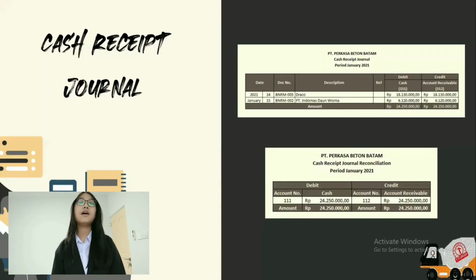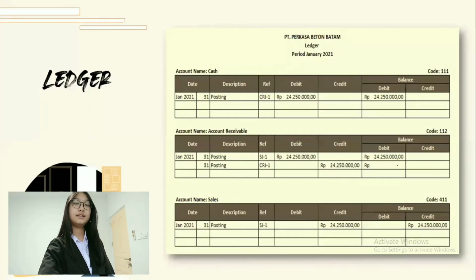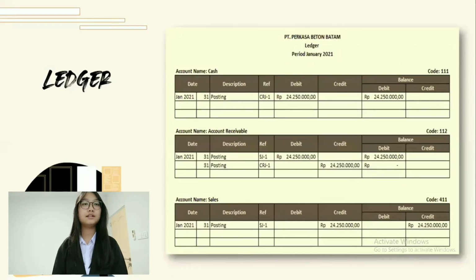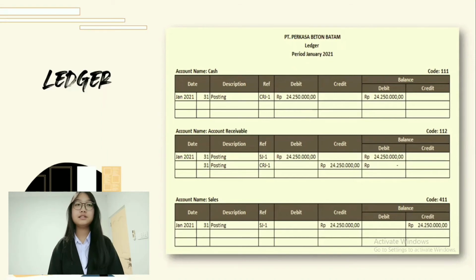24,250,000 too. After making a sales journal and sales receipt journal, we can post it to the ledger. So here's what the ledger looks like. There is an account name, there is an account code, and also the balance.